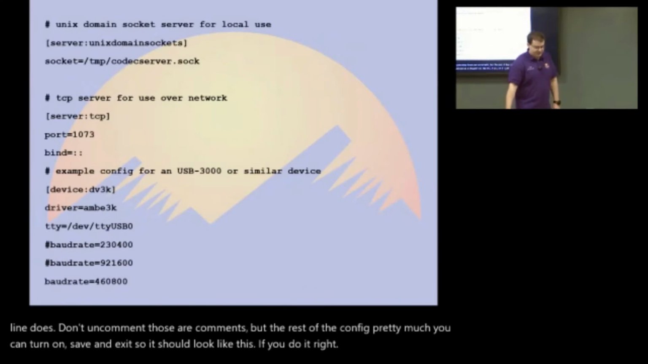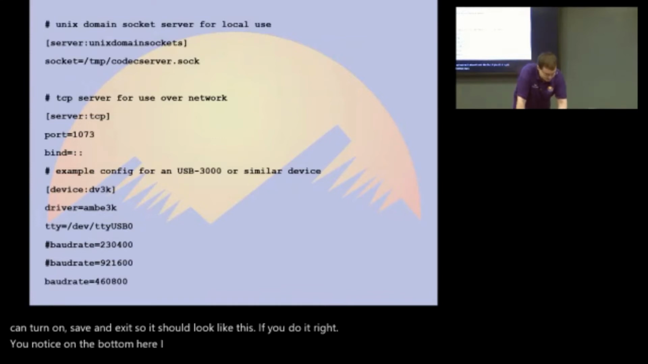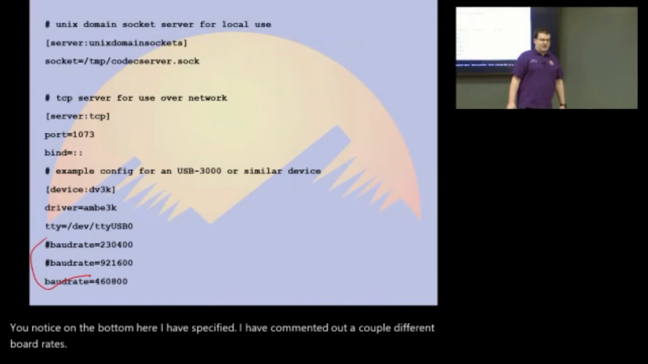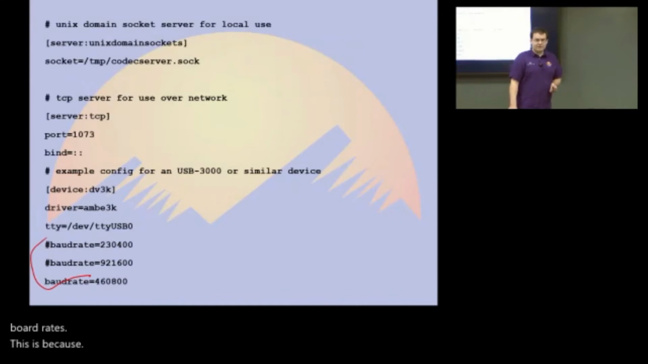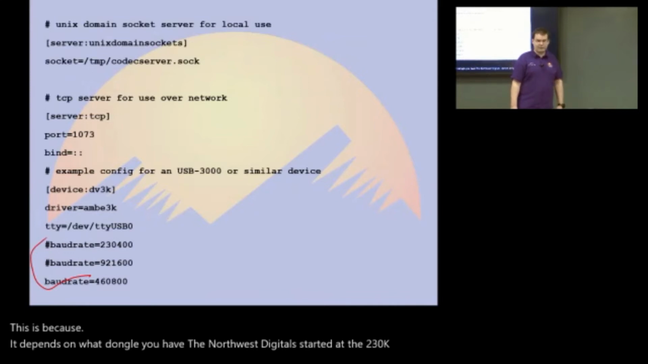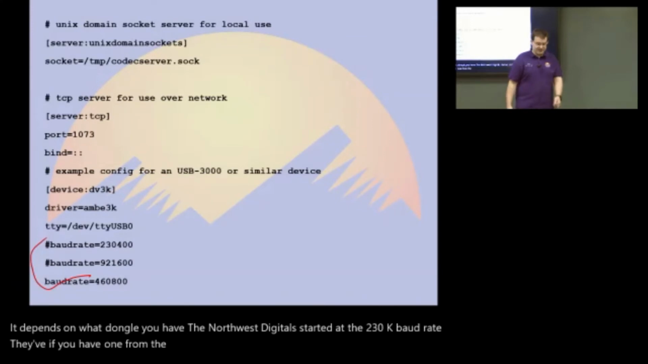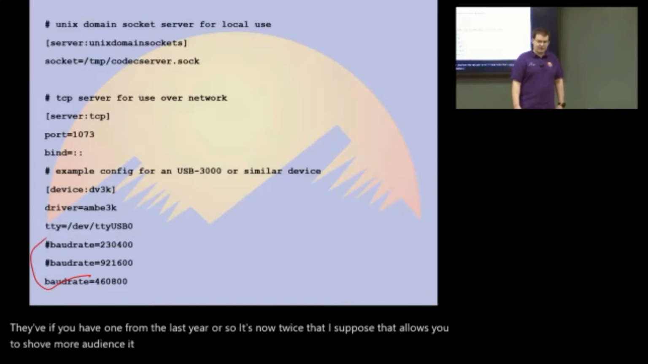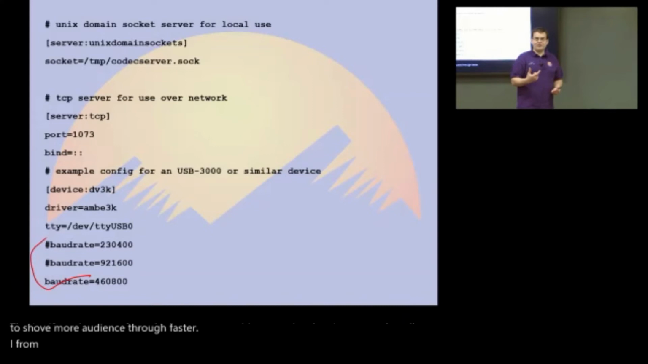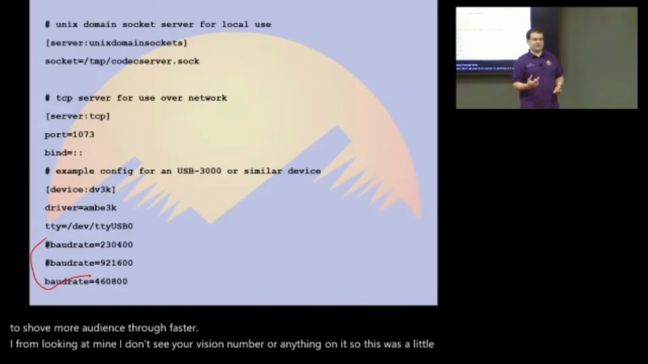You'll notice on the bottom here, I have commented out a couple different baud rates. This is because it depends on what dongle you have. The Northwest Digitals started at the 230K baud rate, and if you have one from the last year or so, it's now twice that. I suppose that allows you to shove more audio through it faster. From looking at mine, I don't see a revision number or anything on it. So this was a little bit fun to figure out. These chips are kind of finicky.